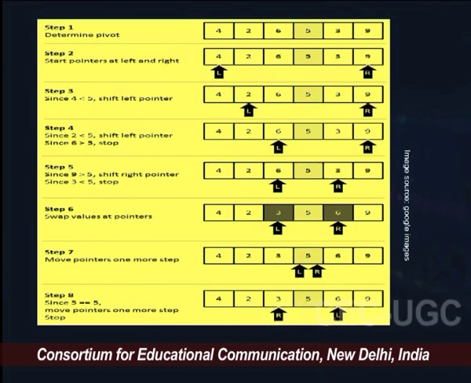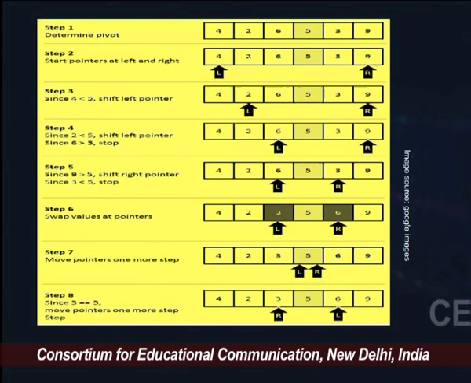So we are going to swap these two values. So 3 has taken the place of 6, and 6 has taken the place of 3. And now moving further, if you can see step 7 here, our left pointer has moved one position and come to the pivot position.